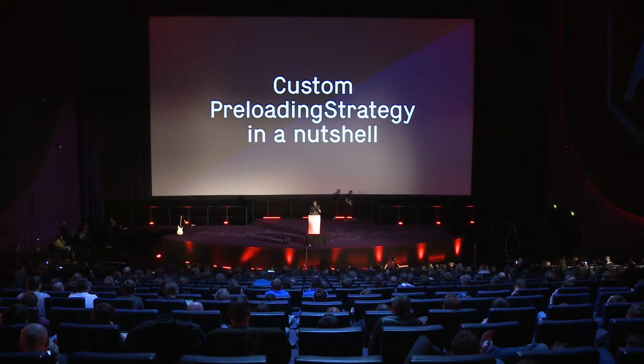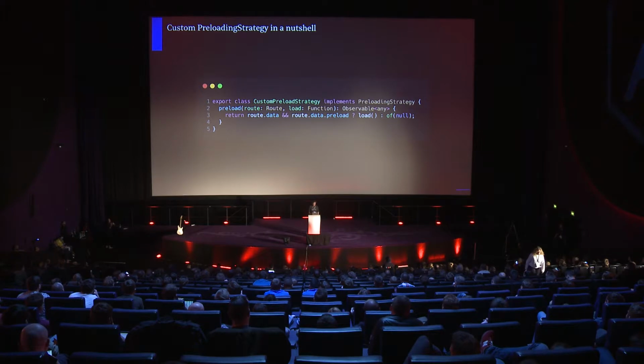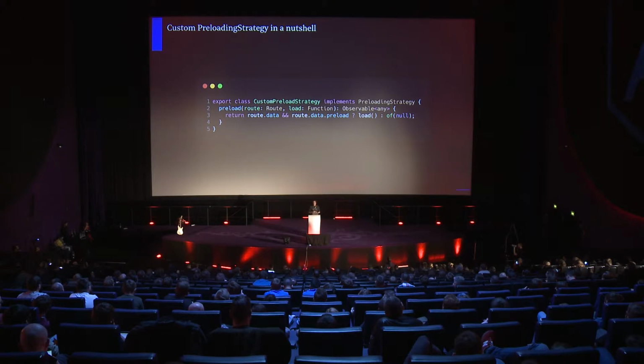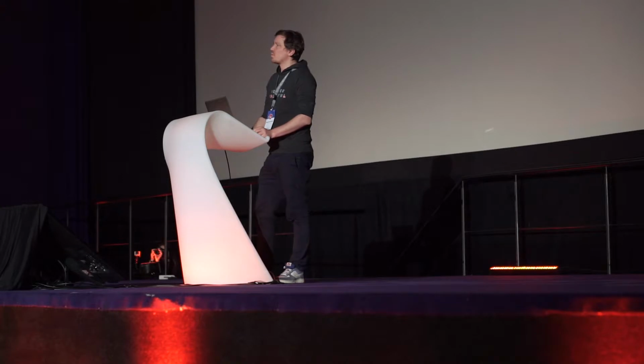So what do custom preloading strategies look like in a nutshell? It's nothing else than a service where you implement a preloading strategy interface, and you get one method where you get a route, and you return an observable. The really awesome part about observables here is you don't have to decide right when you call this method if you want to preload something or not. You can delay it to some point in the future. And that is what we used later on in our application to make it work better.